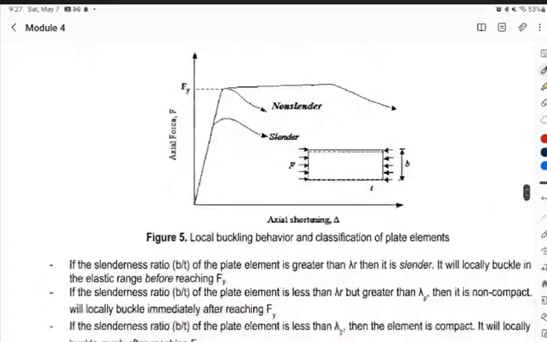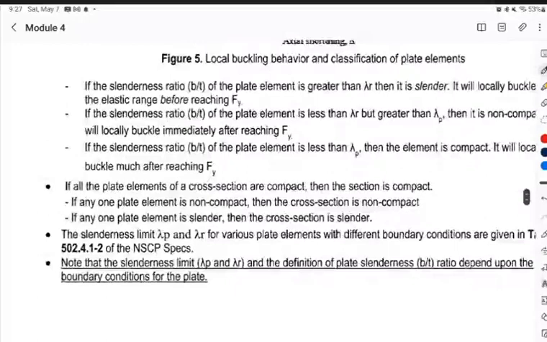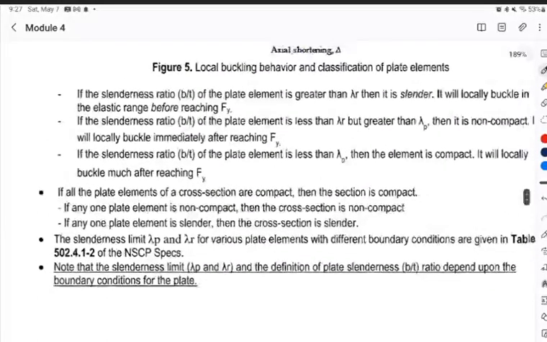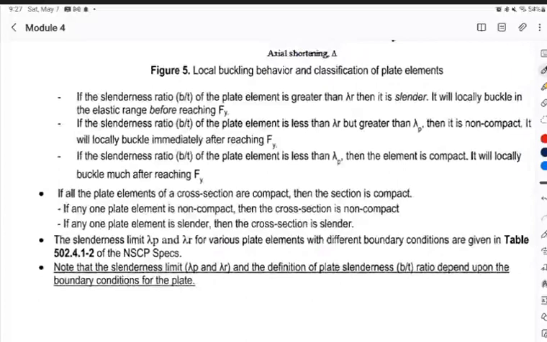So if the slenderness ratio b over t of the plate element is greater than lambda r, then it is slender. And it will locally buckle in the elastic range. So ayaw natin ng ganon. Our ratio b over t, kung yung b over t natin mas greater sa lambda r, it is slender. And it will locally buckle. Okay? So iba na yung consideration for the design yan. Yung mga formulas natin sa taas na i-consider nila, hindi na effective.